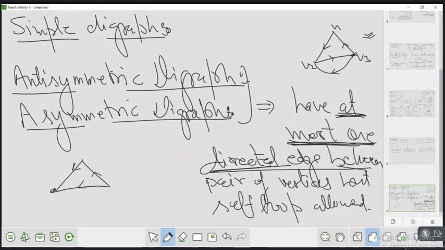Now it is symmetric. It is also a simple graph. It means a simple graph need not be an asymmetric digraph. If a graph is symmetric, then it may be simple or not. It is not simple. So we cannot say that a simple graph is antisymmetric and an antisymmetric graph is a simple graph. We cannot say anything about that.